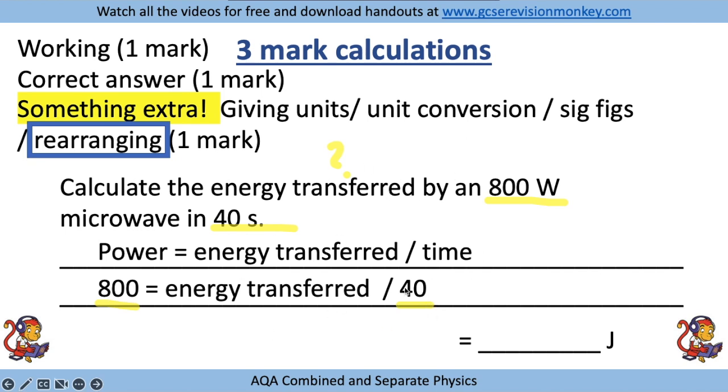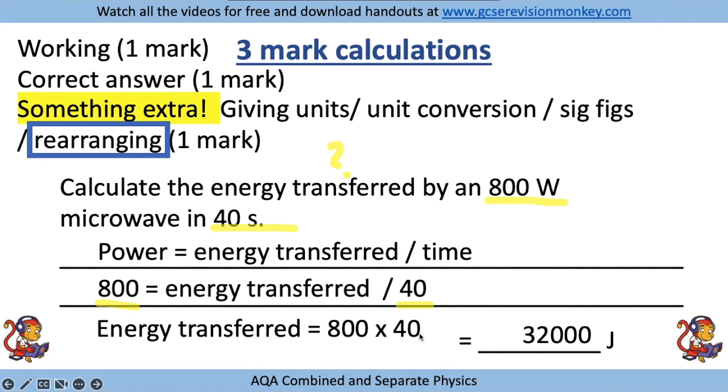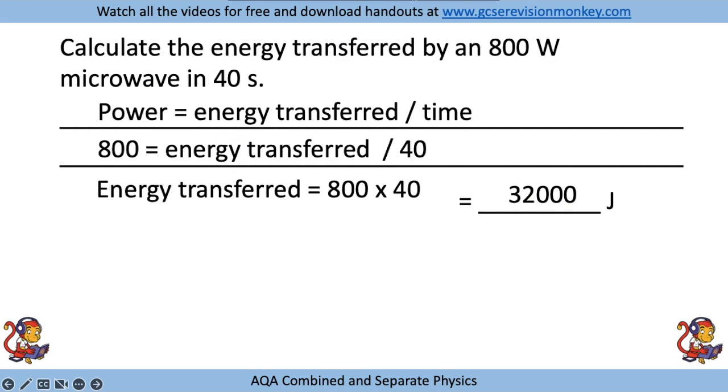And then just give it a go at rearranging it. But because we've got divide by 40 this side, we need to multiply both sides by 40, show our working. Energy transferred is equal to 800 multiplied by 40, which is 32,000 joules. So that's another thing that they could do in a 3-mark calculation. And look out for this.